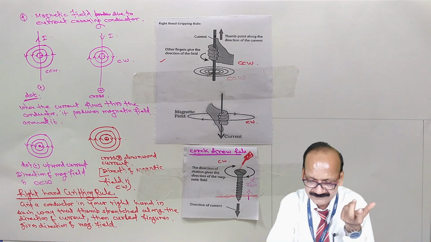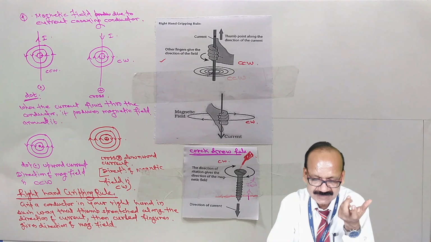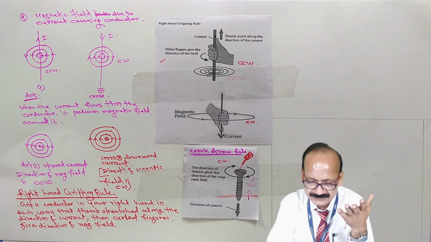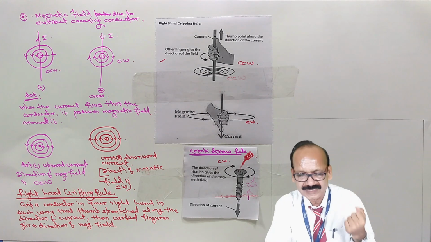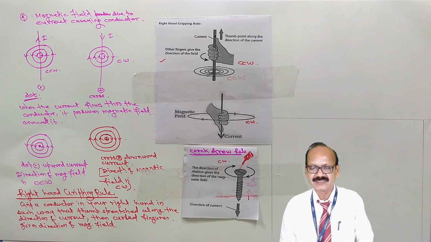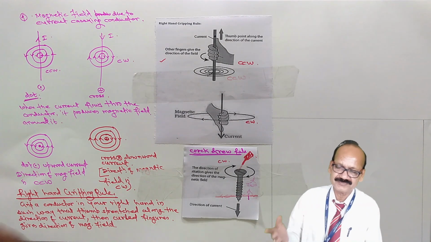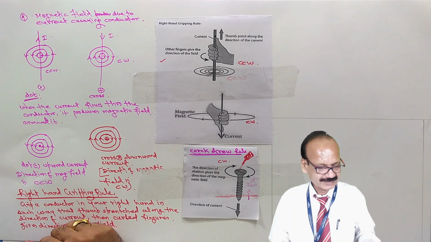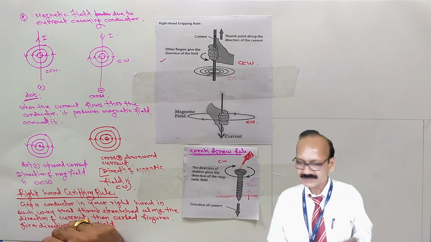Cross is just like the feather of a bird flying, and the dot is somehow the arrow coming towards you, or the cross is the arrow going away from you. So the upward current is the current coming toward the observer, and the downward current is going away from the observer.